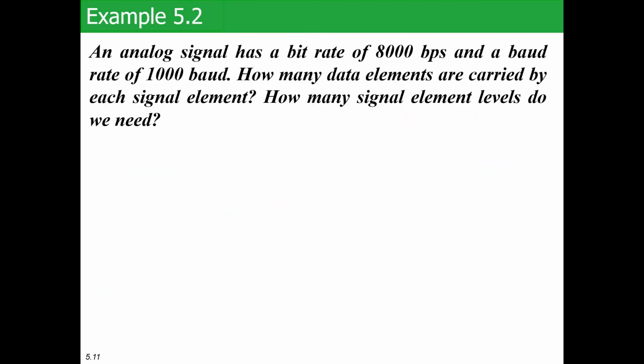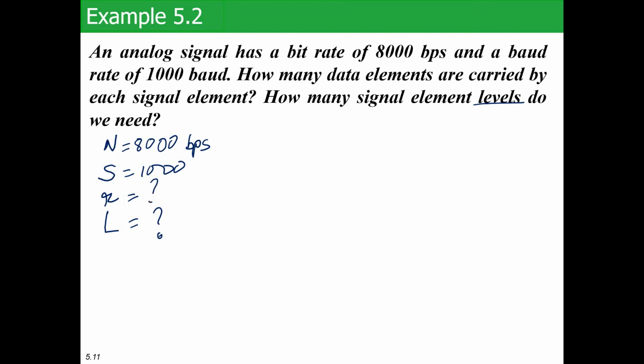Next, an analog signal has a bit rate of 8000 bps, that is, n equals 8000 bits per second, and a baud rate of 1000 baud. Baud rate S equals 1000 baud. How many data elements are carried by each signal element? R equals signal per second. How many signal element levels do we need? Element levels, L. These are the two questions that we have to solve.